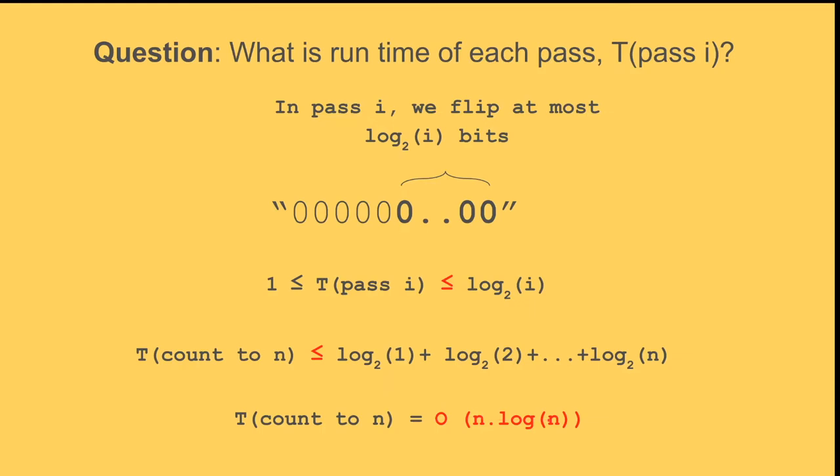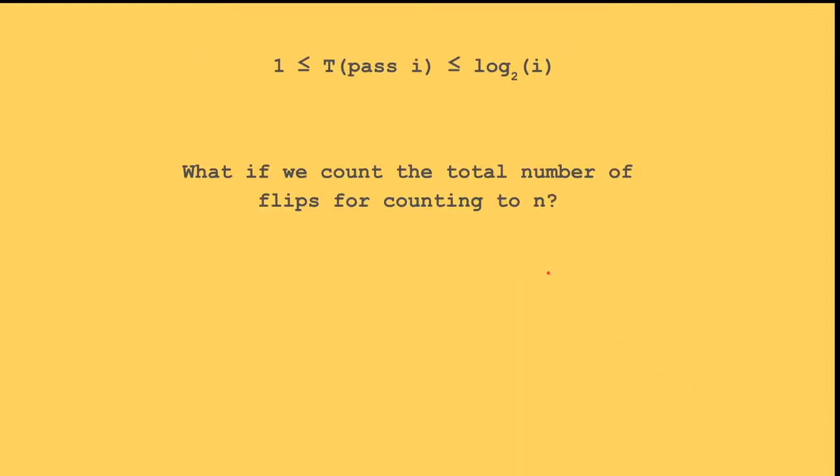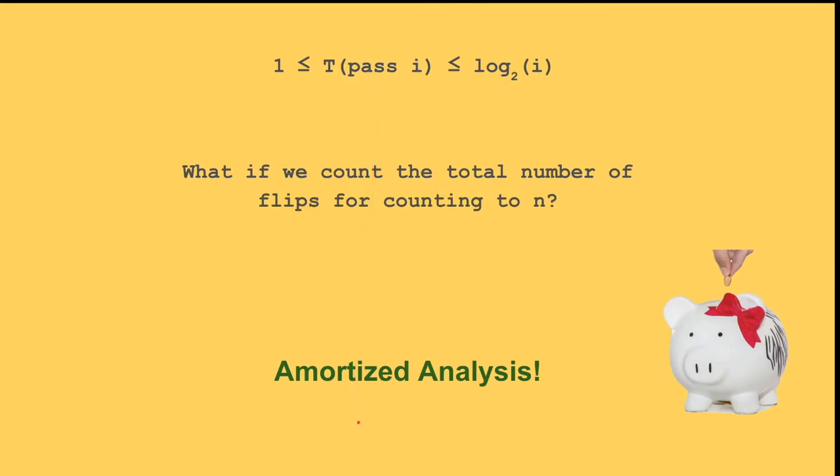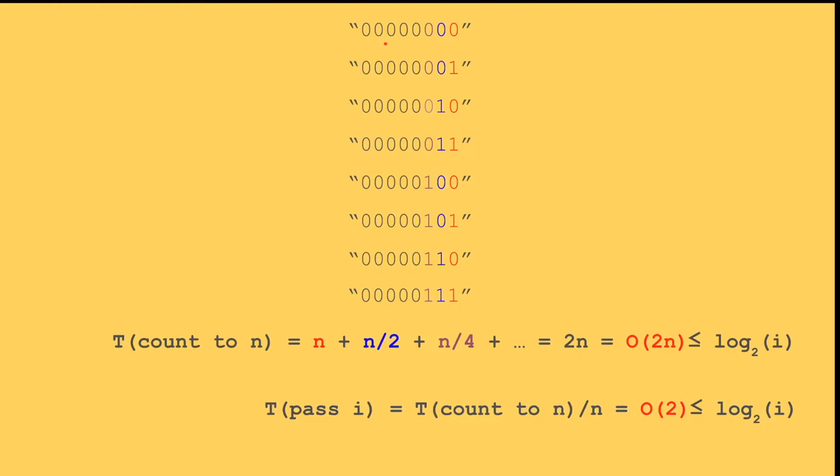This is an upper bound, but then the question is, is it a tight one or is it useful? In order to answer that, let's see if we can count exactly how many times each pass is 1 or log 2 of i or somewhere in the middle. Let's see if we can find exactly what the value is. And again, welcome to amortized analysis. So if we look at the sequence of counts and the bits, you look at the first bit, it always flips. So if I count to n, I have n flips for bit 0. For bit 1, it flips half of the times that bit 0 flips. So that would be n over 2.